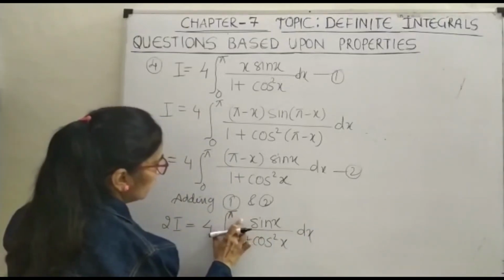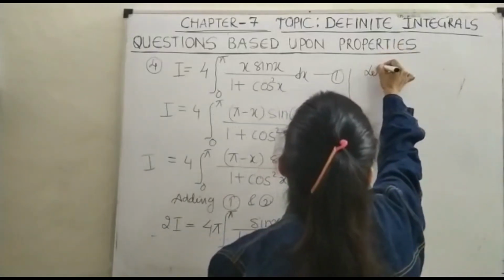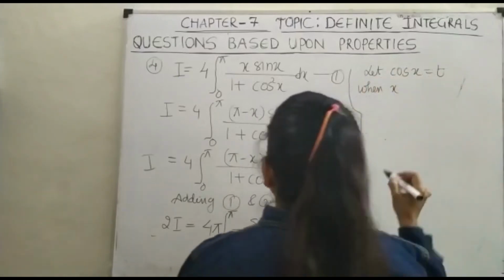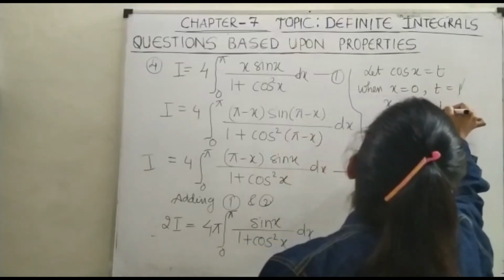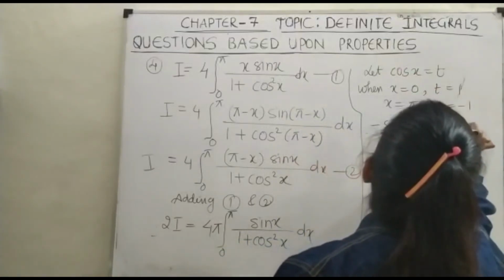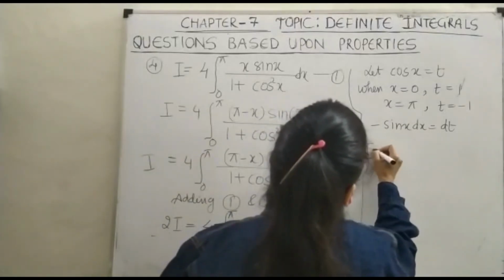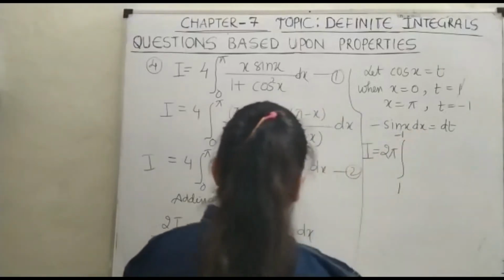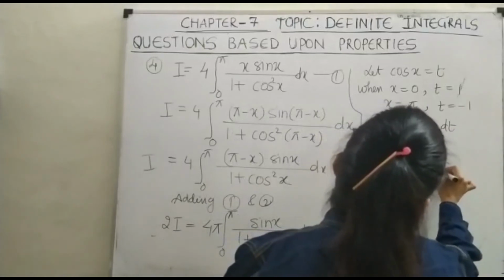Now we can take this pi out, it is a constant. Now I'm going to use substitution here. Let cos x is equal to t. When x is equal to 0, t is equal to 1, and when x is equal to pi, t is equal to minus 1. Then minus sin x dx is equal to dt. So your question takes the form, here I is equal to 2 pi, limits 1 to minus 1, minus dt upon 1 plus t square, right?